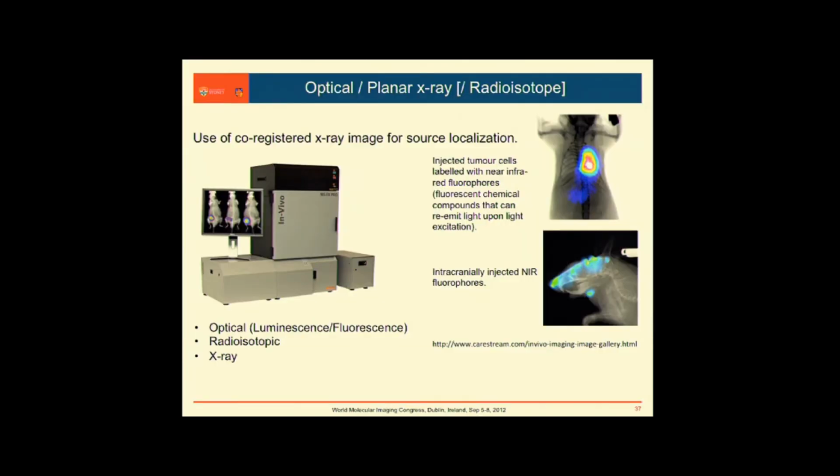Got some competition. Here is an example of a hybrid optical system from Carestream. The system can deliver optical or radioisotope images registered with a planar X-ray for localization. The examples on the right from the Carestream website show images obtained with near-infrared fluorescent probes co-registered with an X-ray to localize the source of fluorescence.